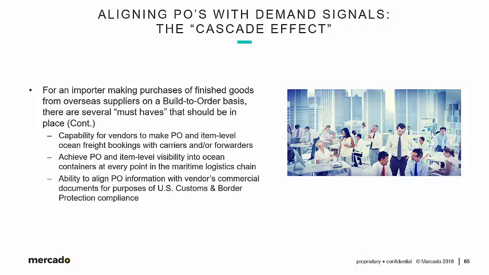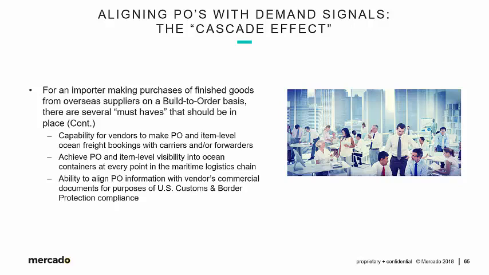But moving out of that production environment into a shipping environment, it's very nice for vendors to make both PO and item-level ocean freight bookings with carriers and or forwarders. Emphasis on PO and item level. Why is that? So we know what is coming in the specific ocean containers. More on that later on.